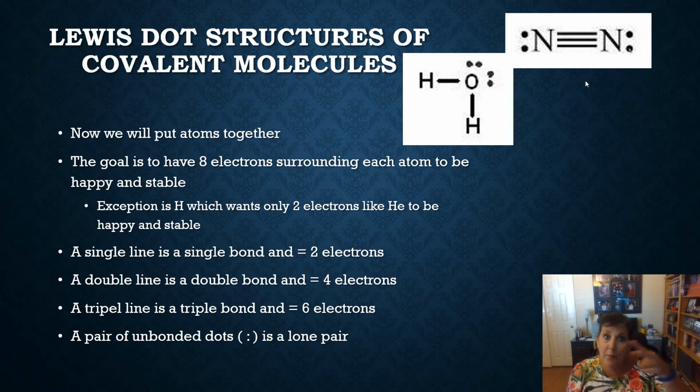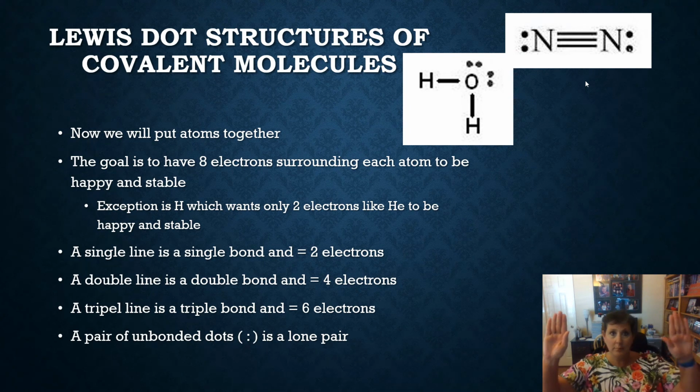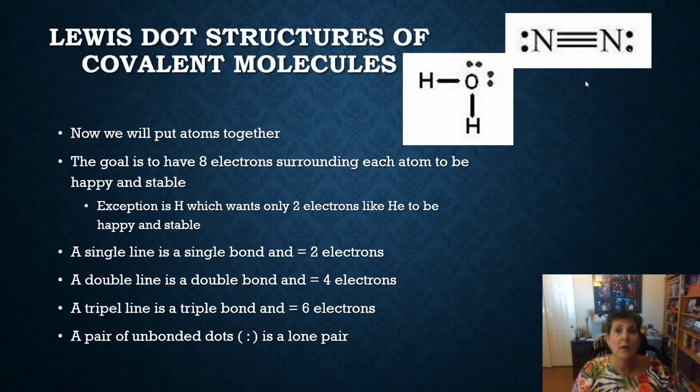Triple line is a triple bond. Triple bond in nitrogen, N2. How many lone pairs? 2, right? 1 on each end. So 2 lone pairs in a triple bond are in the Lewis dot structure for nitrogen. All right, good job.